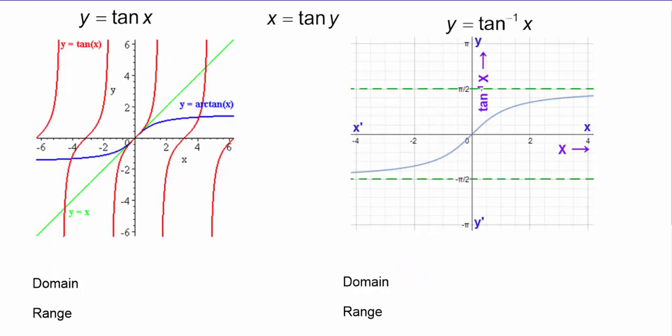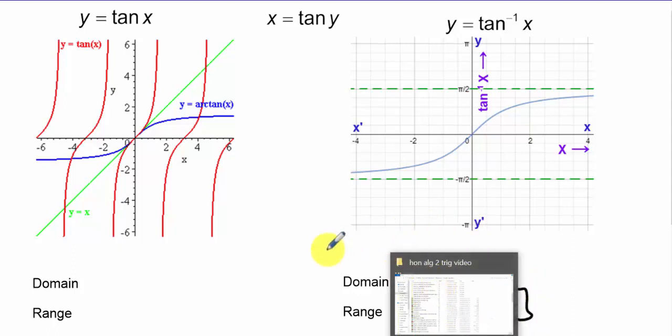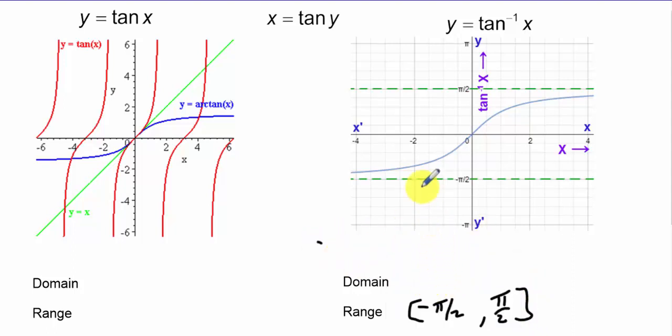Tangent's a little bit different story. Again, here's the graph of tangent, and then in the blue is the inverse, and here is the inverse function. Again, all isolated by itself. You'll notice its answers fluctuate between negative pi over 2 and pi over 2. And then the domain in this case ends up being all reals.